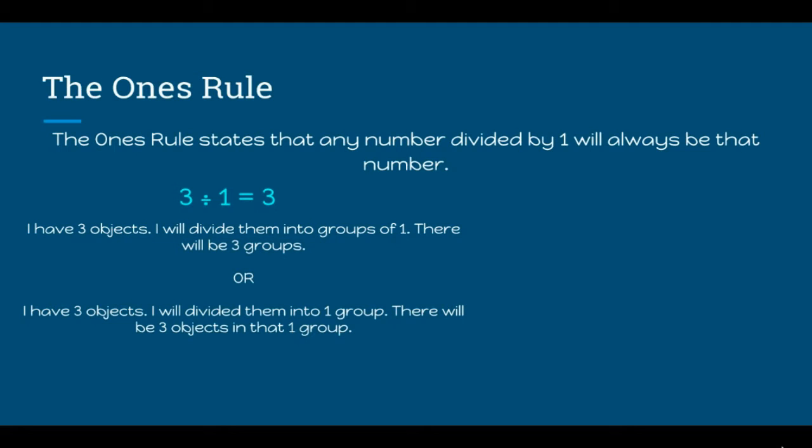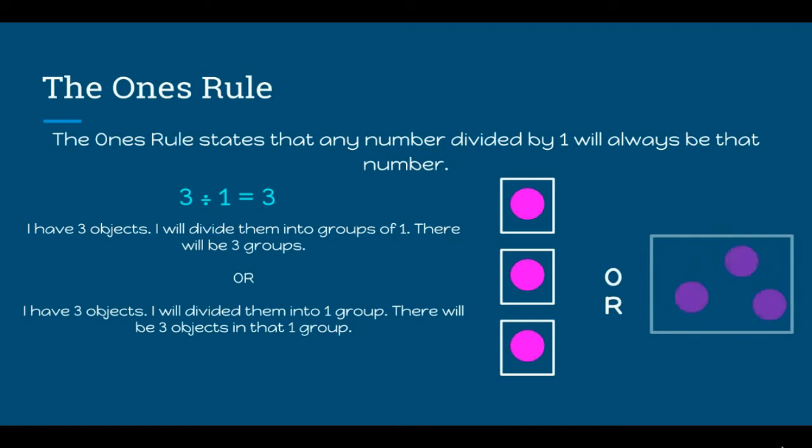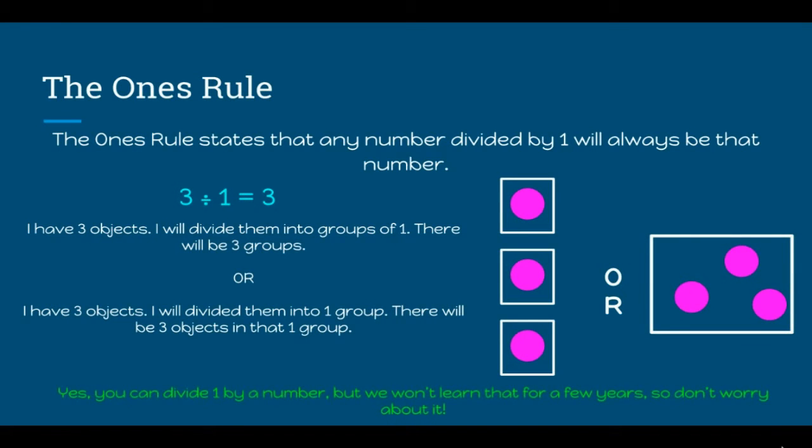Or, I have 3 objects. I will divide them into 1 group. There will be 3 objects in that 1 group. Yes, you can divide 1 by a number, but we won't learn about that for a few years, so you don't have to worry about it.